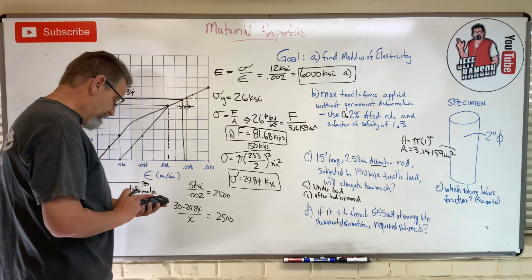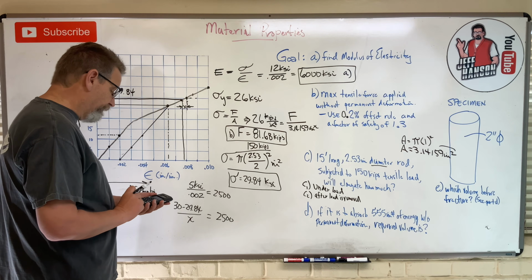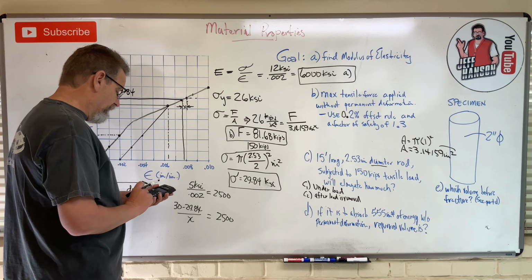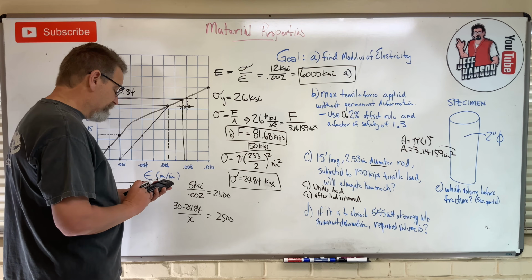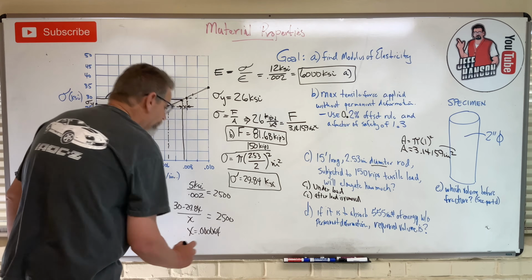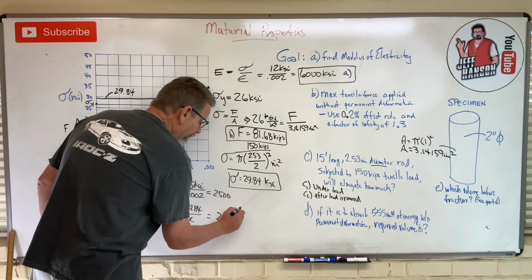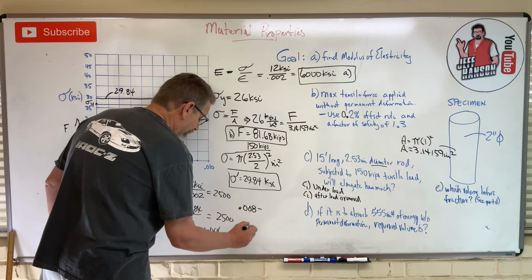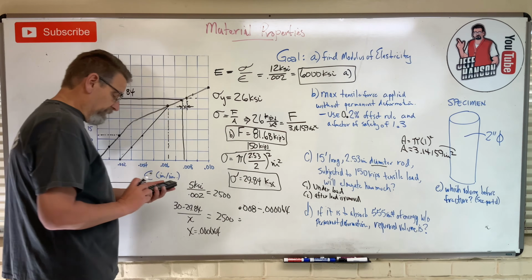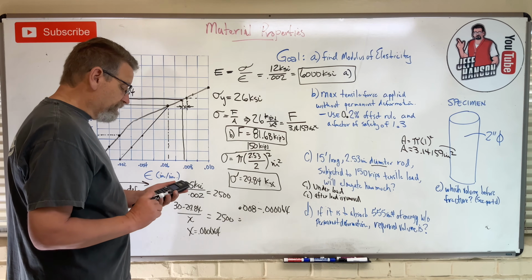Okay? So let's see what that is. 30 minus 29.84 is equal to 0.16, okay? And then divided by 2,500 equals 0.000064. 1, 2, 3, 4, 6, 4. Okay, remember, that's this distance here, so I'm going to take 0.008 and subtract from that 0.000064, which is equal to what? 0.008 minus the answer equals 0.007936.